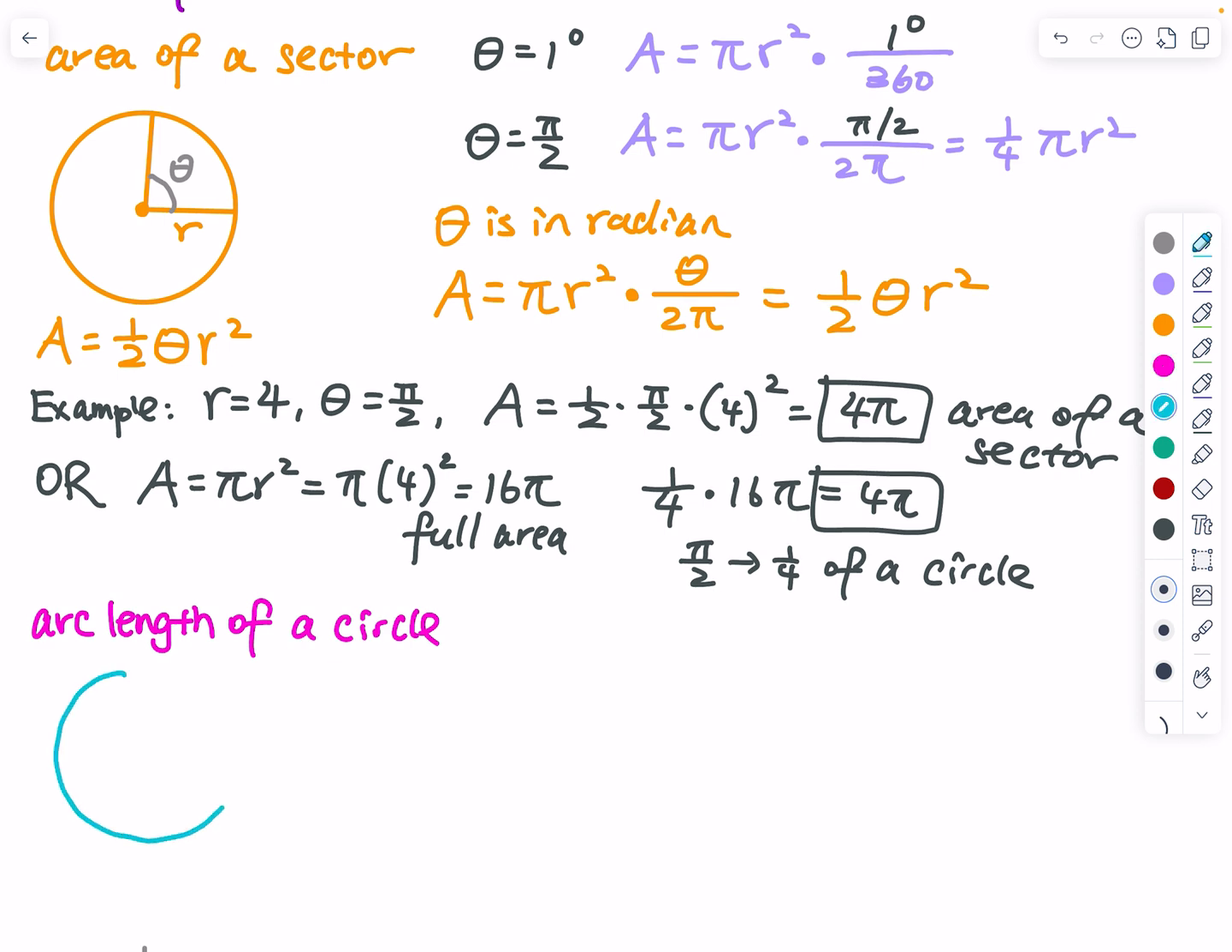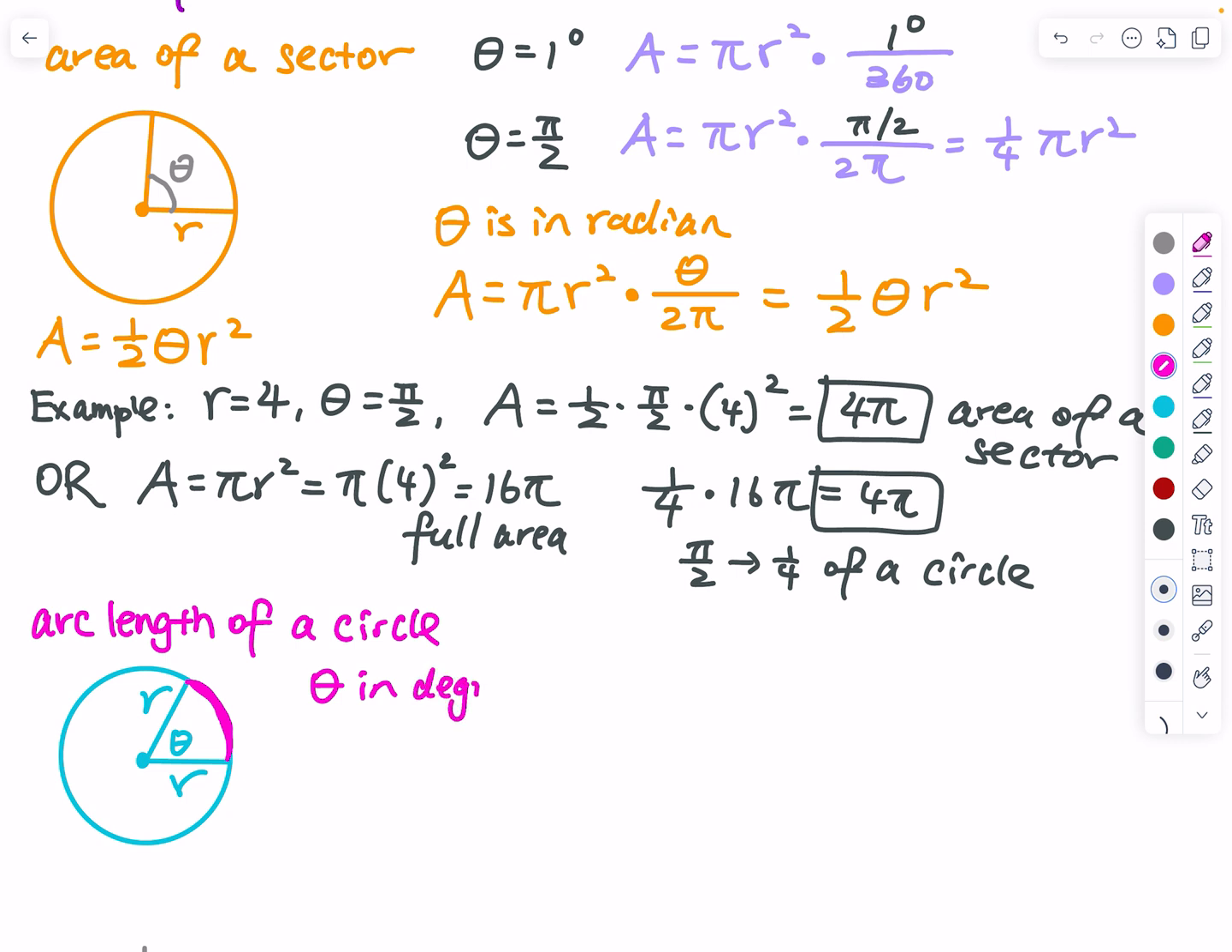Then let me draw a circle. So I'm going to draw a circle, and then center, radius, and then radius. And then that gives me theta. And then arc length refers to this length. How do we find this length?